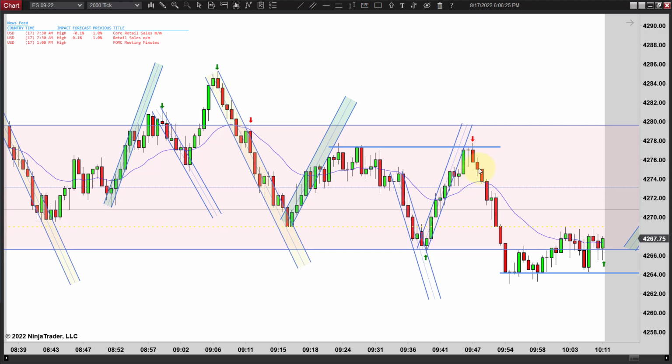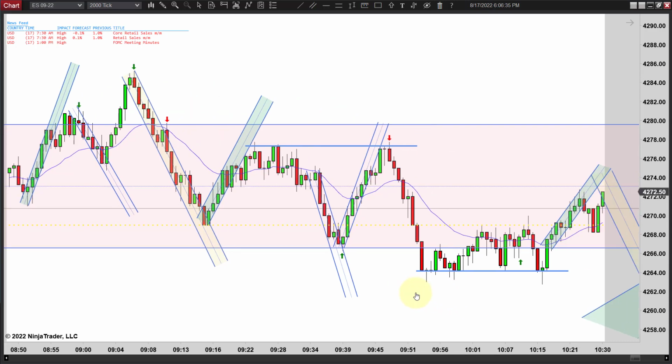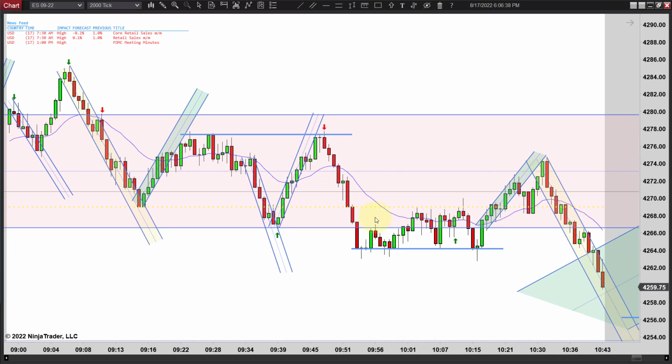You may or may not have got a runner on this one, depending on how you played it. But if you did catch a runner, this was a good one because it runs all the way back down to the lows again. Actually goes a little bit further before it even starts to think about bouncing. And so that was a nice little move there. And all we do is we find support a little bit lower, and we're just kind of bouncing around. There's really a range here. I didn't draw it, but there's really a range.